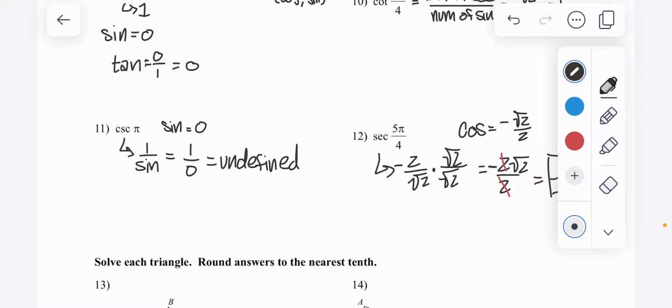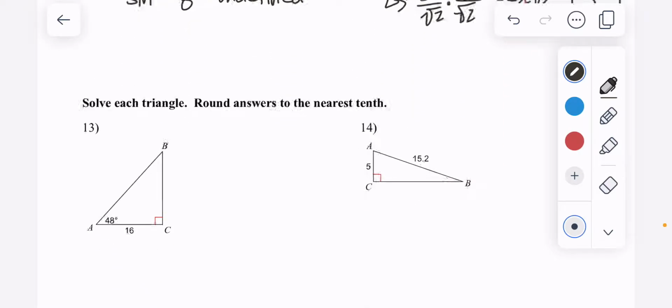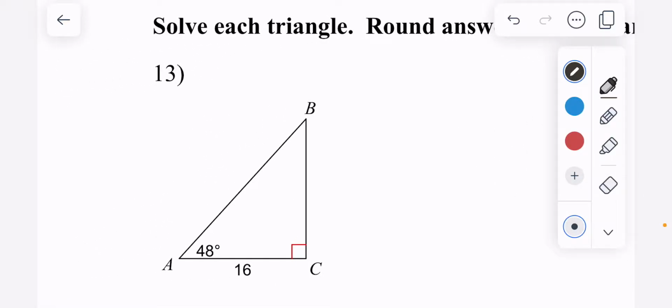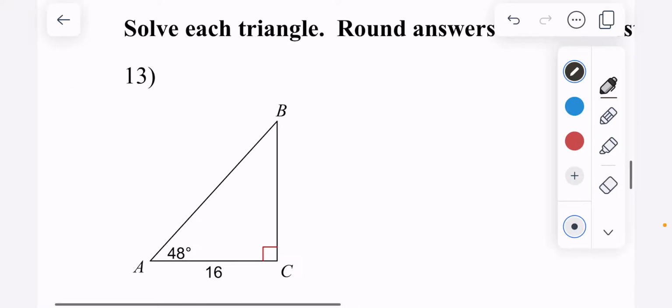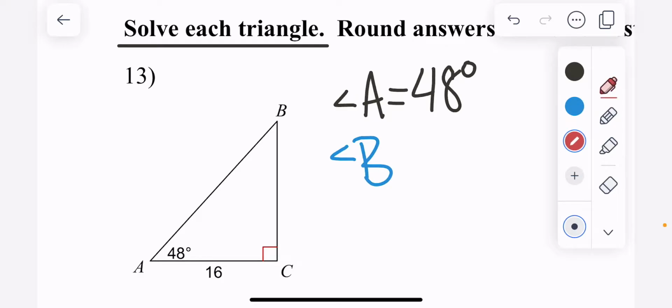Cool. One more. And then number 14 is on a different video because it took weird last time. The next problem says solve each triangle, so it wants us to find everything. So let's start with saying what we know, and we'll find what we don't know. I know angle A is 48 degrees. I don't know angle B, so I'll write that down. And I know angle C.